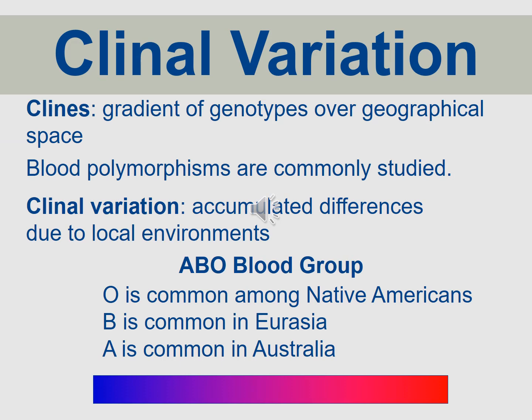But you do see some general patterns in the ABO blood group when you compare major continental groups. One is that the O phenotype is very common among American Indians or people who are native to the Americas, both North and South, matter of fact. B is common in Eurasia, and A is common among Aboriginal Australians.